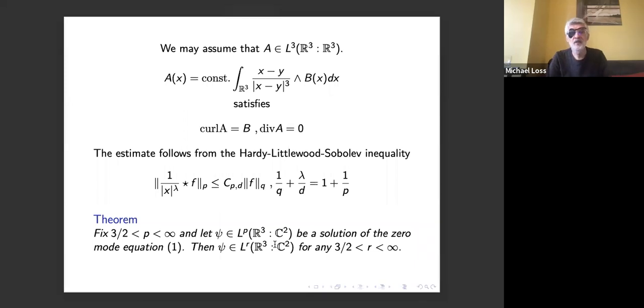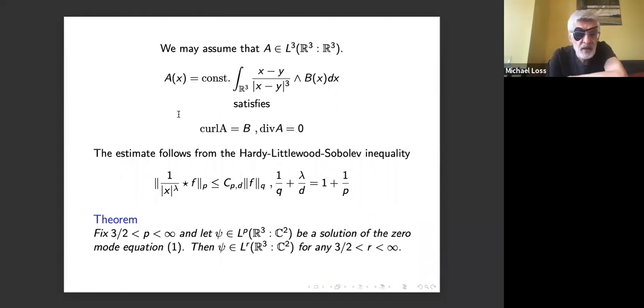Okay, so here are some preliminaries. You can always assume that the A potential is in L3, because B is in L3/2, and then you can write the A potential, one version of it, by this expression. It satisfies curl A equals B and divergence A equals 0. And you can easily check using the Hardy-Littlewood-Sobolev inequality that this A potential is in L3.